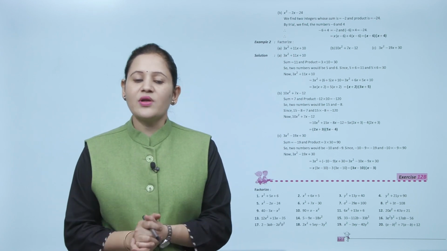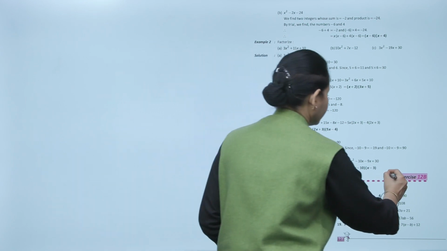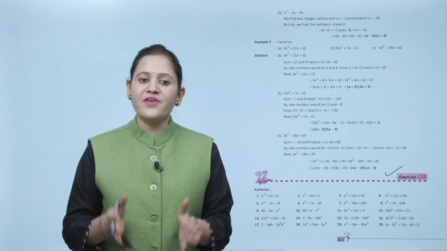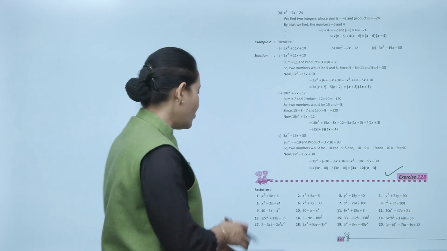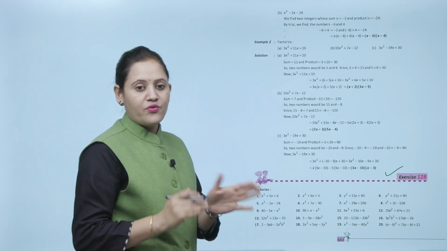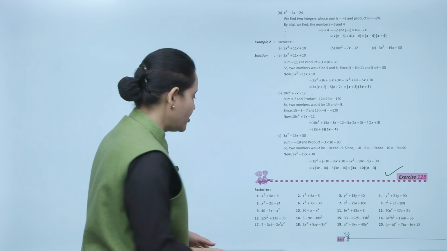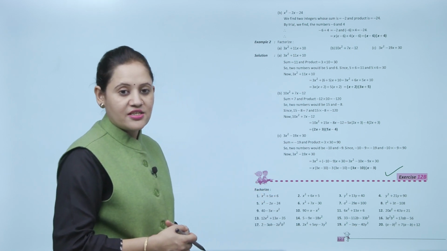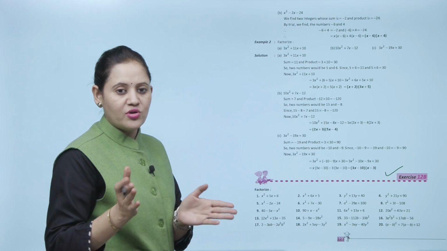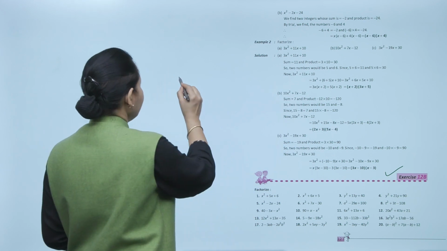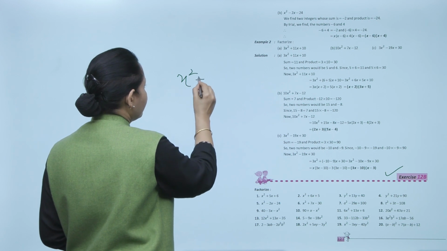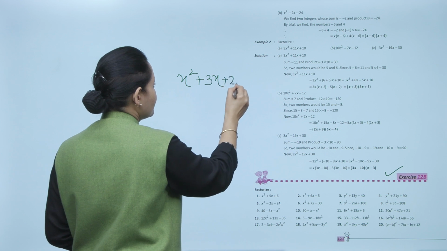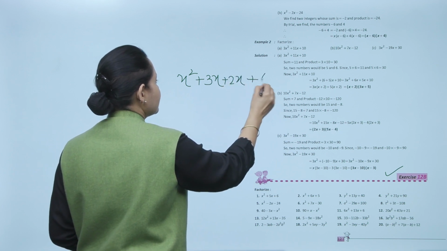Next is exercise 12b. Factorize x square plus 5x plus 6. So we have to factorize it. We have to find two integers whose sum is 5 and product is 6. As we know, 3 into 2 is 6. So I'll write x square plus 3x plus 2x plus 6.